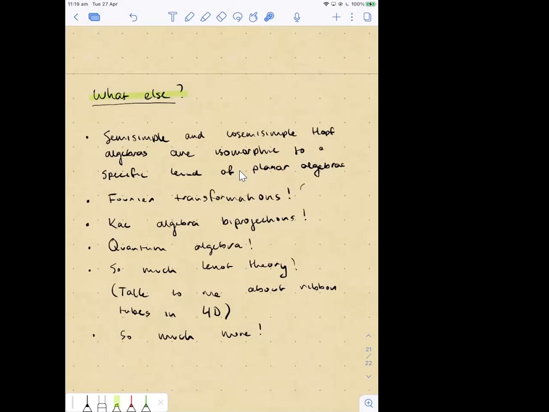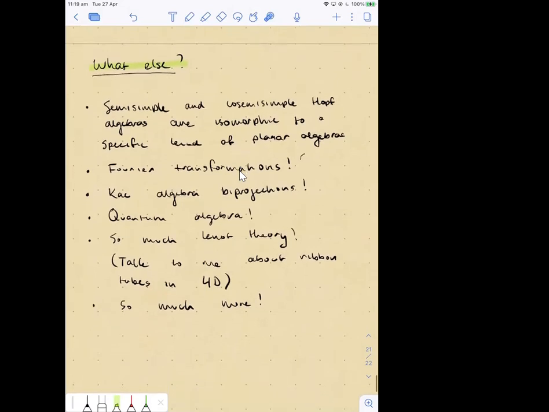There's so much knot theory. My PhD project deals with knottings of ribbon tubes in 4 dimensions, which is bananas to think about any other way, but it's super simple to think about using planar algebras. And there's just a heap of other stuff. So I just wanted to use this talk today to introduce you to a fun algebraic tool which shows up heaps in topology. And that's all I've got for today. So thank you for listening.